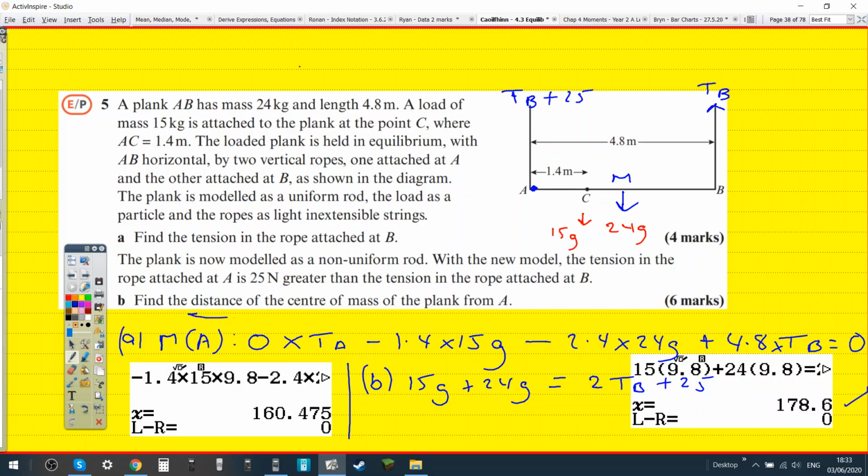But they asked us for the distance for this new something or other. The new center.